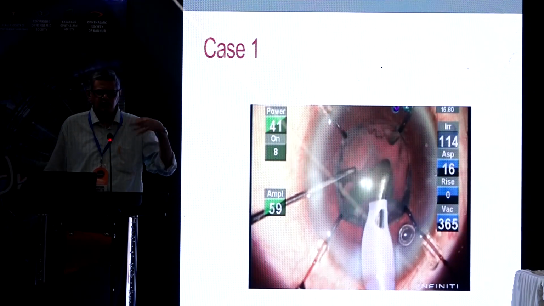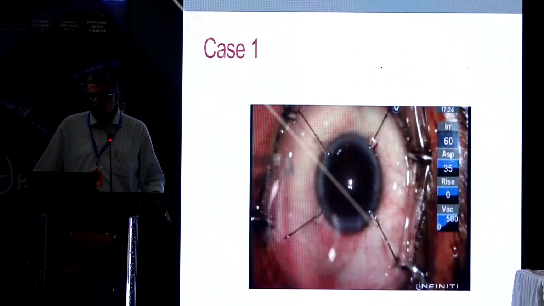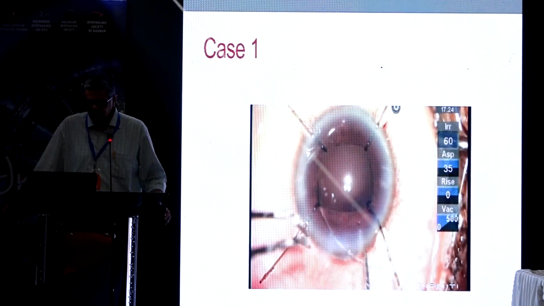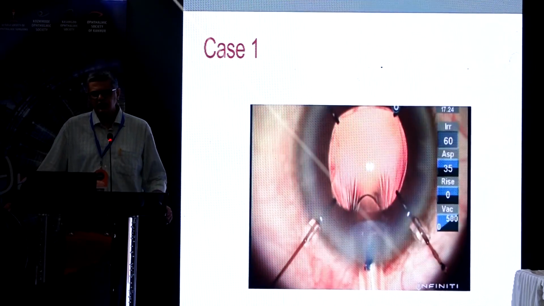Don't worry about whether I can hydrodissect or rotate. Usually it goes on very safely, and then the capsule tension ring is injected, and then you can go ahead with the IOL implantation.